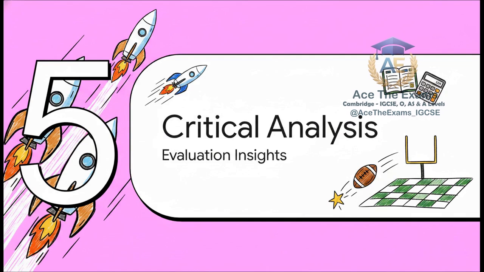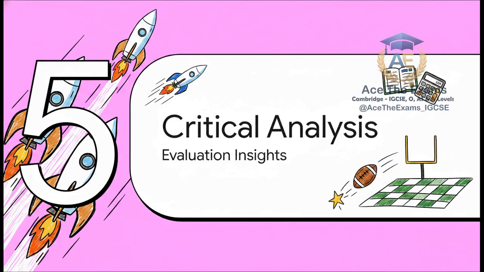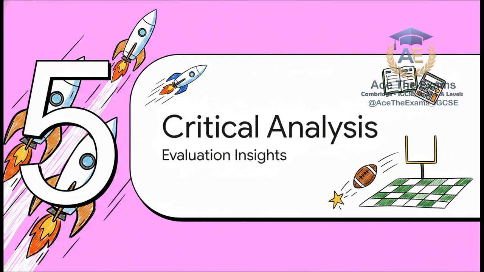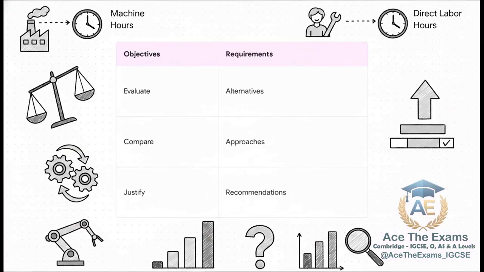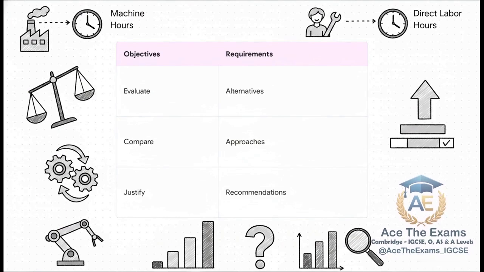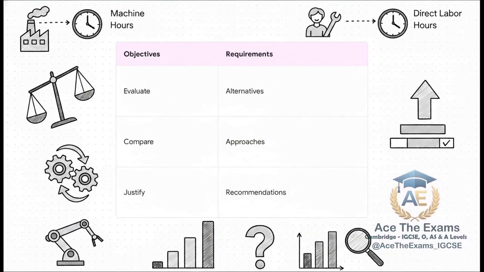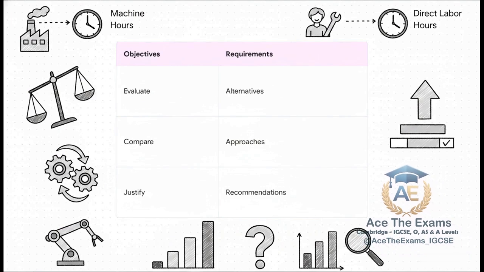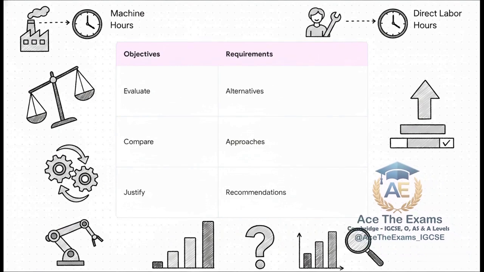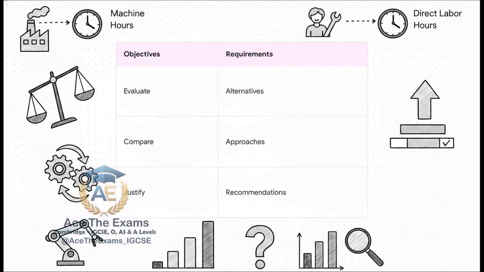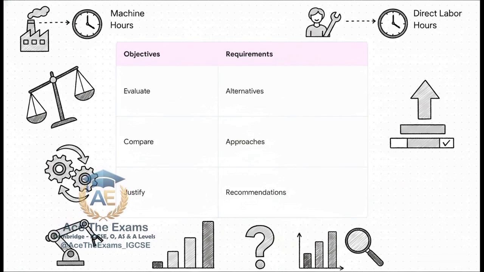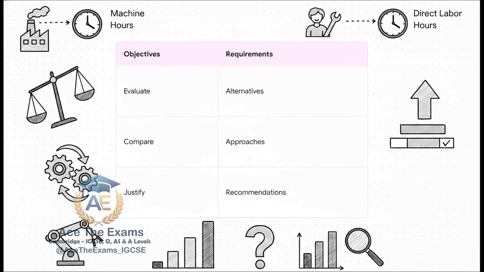Finally, Phase 5, Mastering Critical Evaluation. Let's fire our secondary boosters and look at how to reach the absolute highest scoring bands. To master these higher-order assessment objectives, your answers must logically evaluate alternatives, compare approaches, and provide firmly justified recommendations. For instance, if the question asks whether a company should change its basis of apportionment from machine hours to direct labor hours, you can't just flip a coin and pick one. You must evaluate the alternatives.